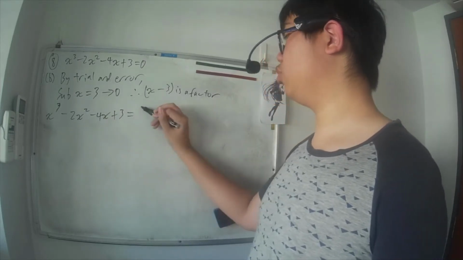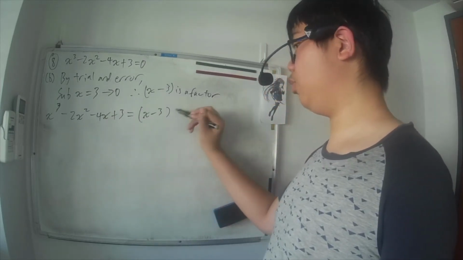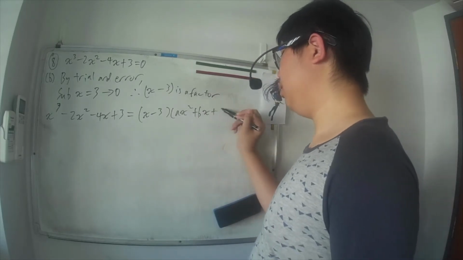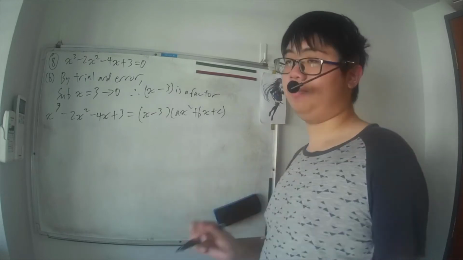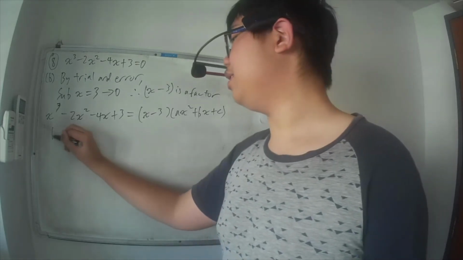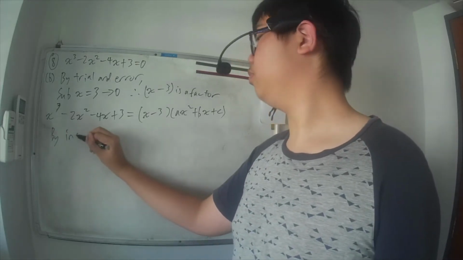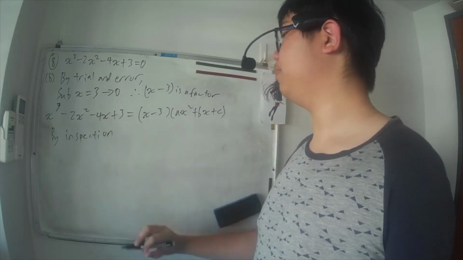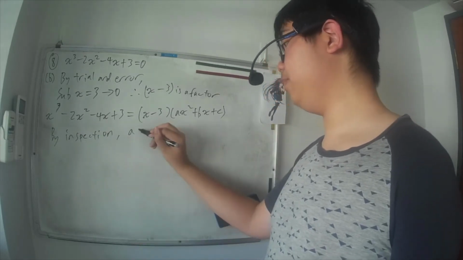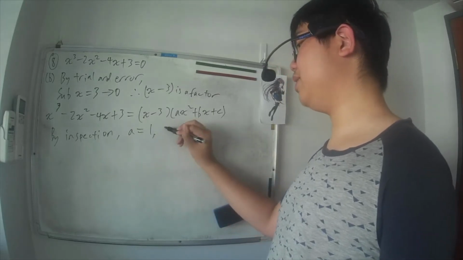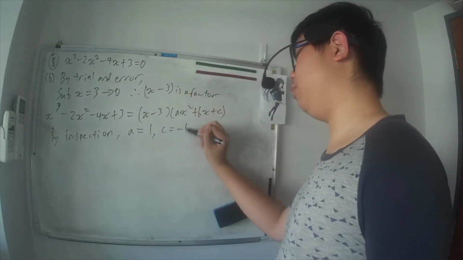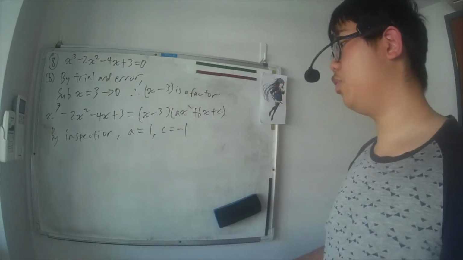This will be equal to x minus 3, and then we're comparing coefficients, right? If you would like, you can also do your long division. Okay, then by inspection, what is A? It's just 1, and then C is equal to, this is 3, but this is negative 3, so this is negative 1. Okay, and then we will compare coefficients of x.